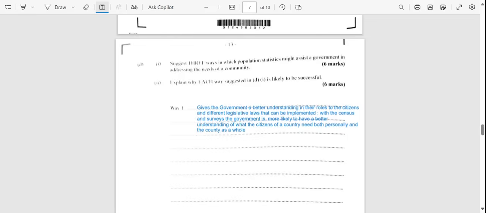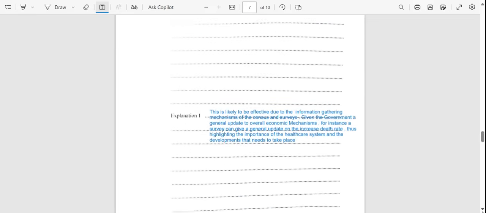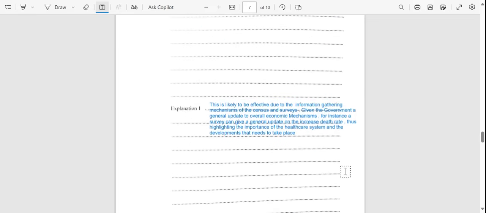And how is it likely to be successful? That's a big question that I will be answering now. This is likely to be successful due to the information gathering mechanisms of censuses and surveys, giving the government a general update on overall economic mechanisms. For instance, a survey can give a general update on an increased death rate, thus highlighting the importance of the healthcare system and developments that need to take place. So that's something to take into consideration.